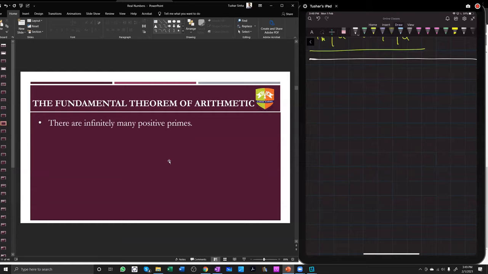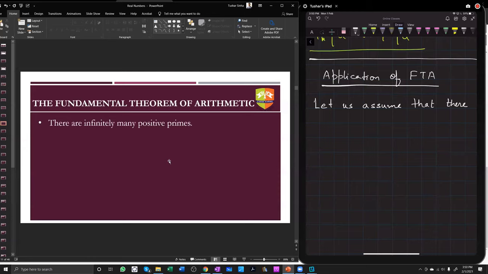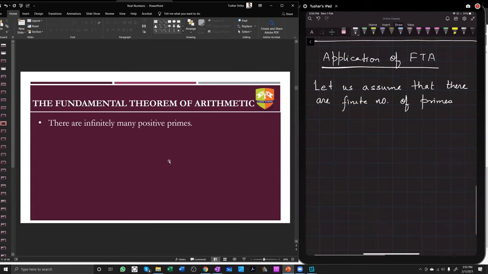So again, very, very simple. And again, we will apply FTA here also, application of FTA. What do we do? The other technique which we are going to use is called contradiction method. So let us assume that there are a finite number of primes. The moment you say that, then obviously you will have the largest prime number. And let us say Pn is the largest prime number.